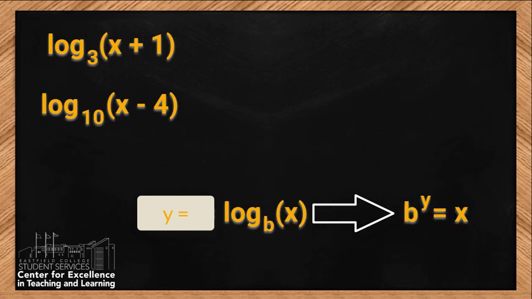And so on the left you have a logarithmic equation. On the right you have an exponential equation, and these two equations mean exactly the same thing. So this kind of identity helps us convert from one form to the other.